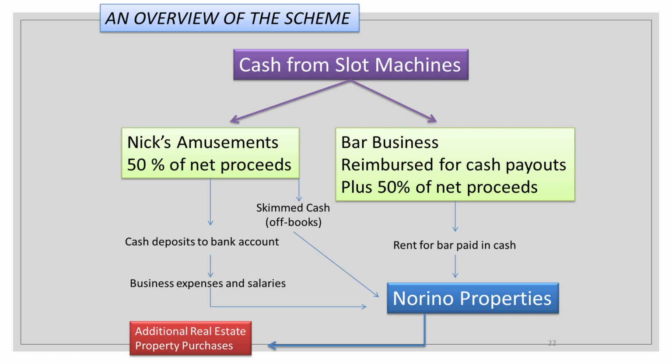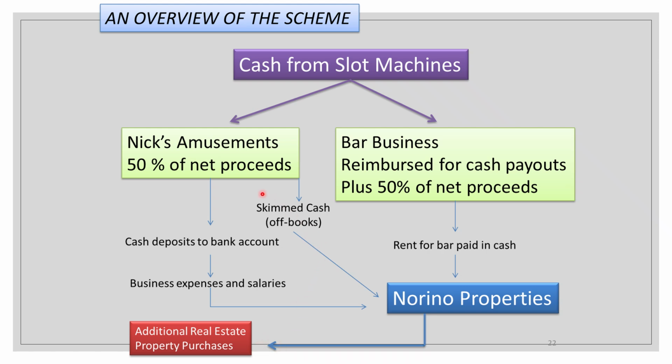Now we have an overview of an illegal gaming scheme here. And again, we have slot machines that are in a bar. The cash from those slot machines, 50% goes to a company called Nix, 50% goes to the bar, and then the bar pays for their rent in cash to this Norino Properties, which then uses it to make additional real estate purchases.